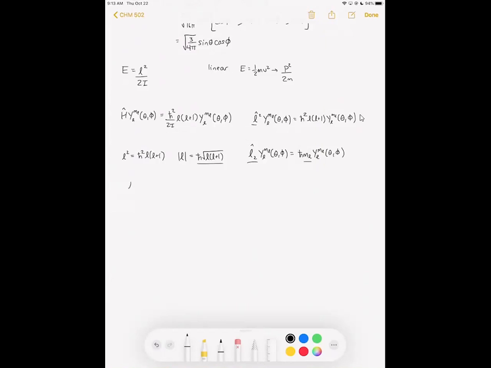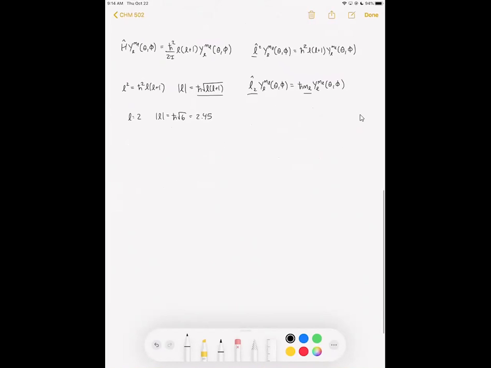So for example, if we take L is equal to 2, we plug this in and we get that the magnitude of the angular momentum vector is equal to h bar times the square root of 6, which is about 2.45. So if the magnitude of our angular momentum is about 2.5, we can see that the z component, which is quantized, can't be more than 2, because if our z component was 3 and our total length was less than 3, that doesn't make any sense. So here we can see a restriction of our M sub L based on what L is.